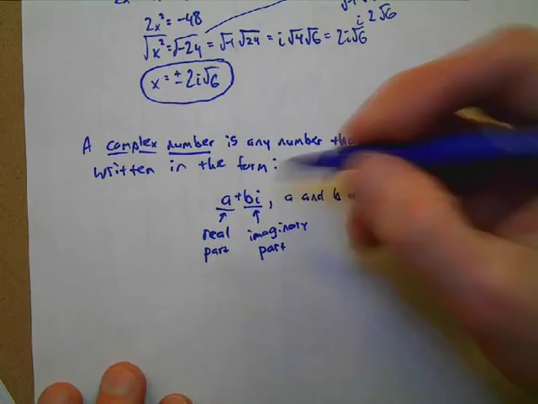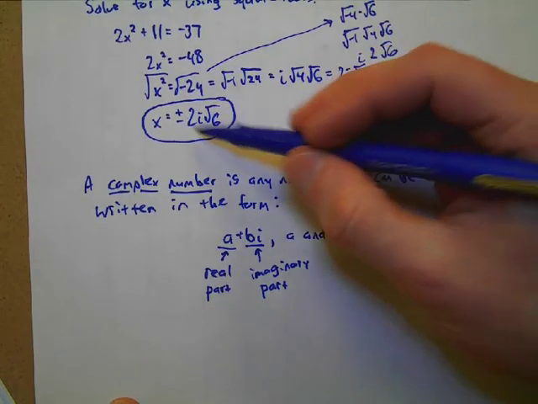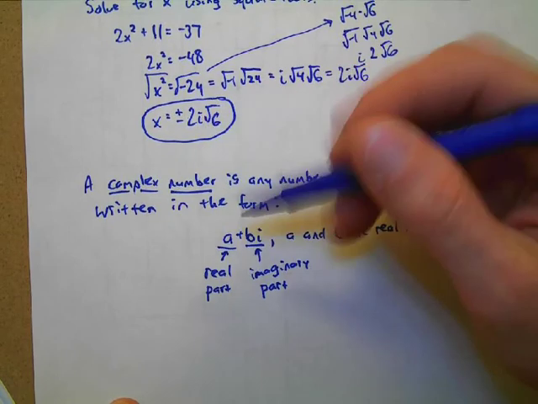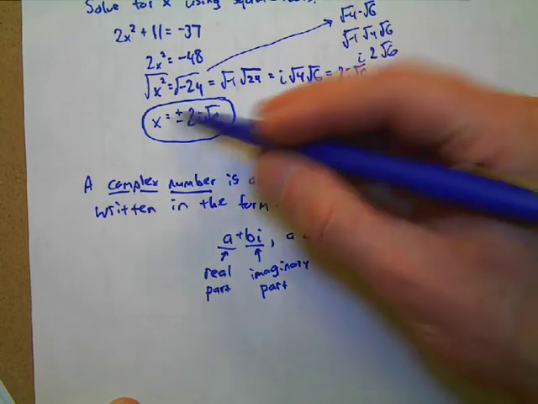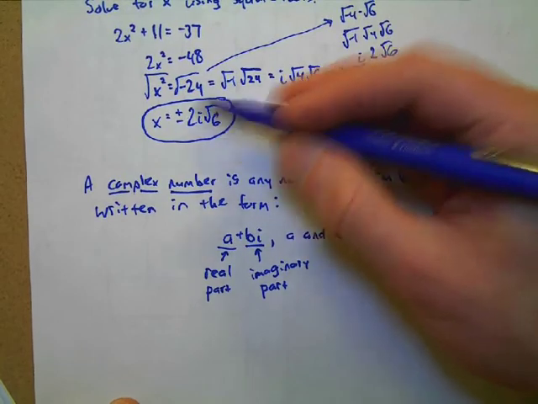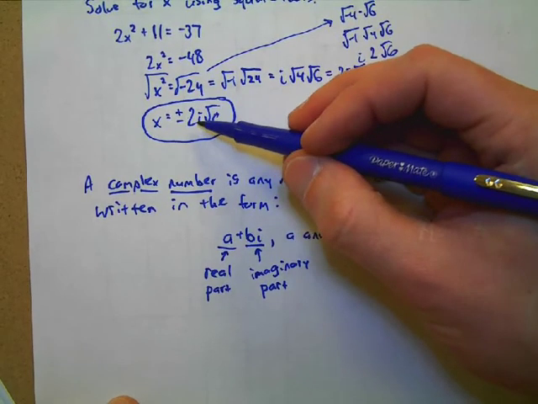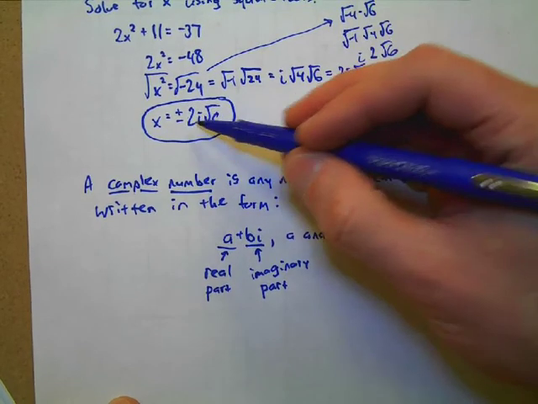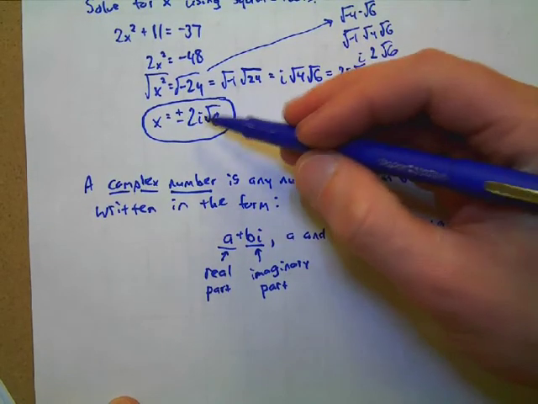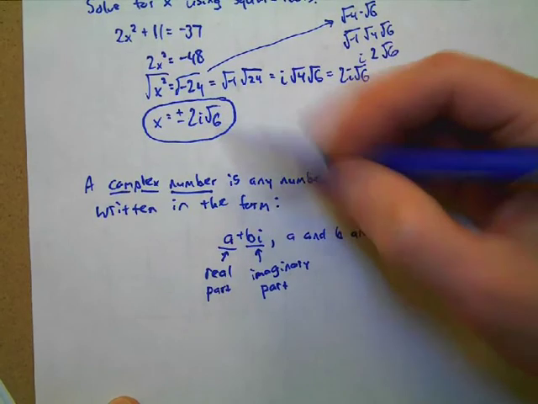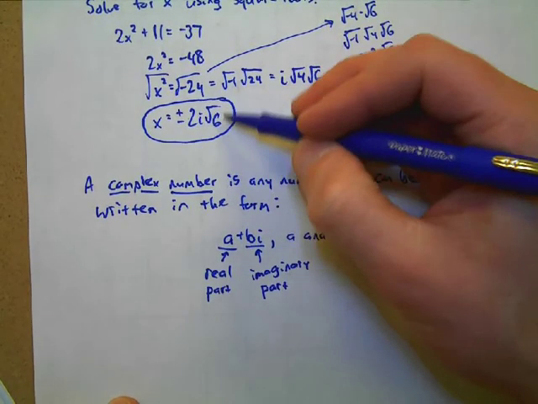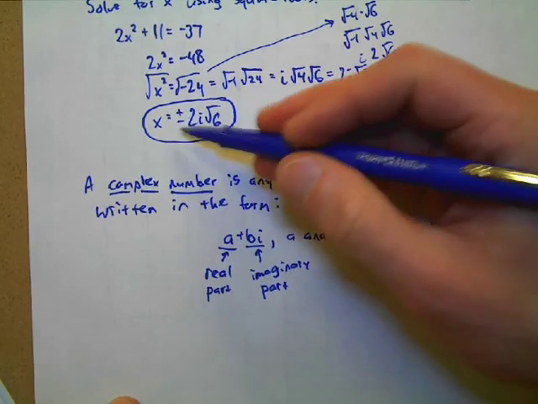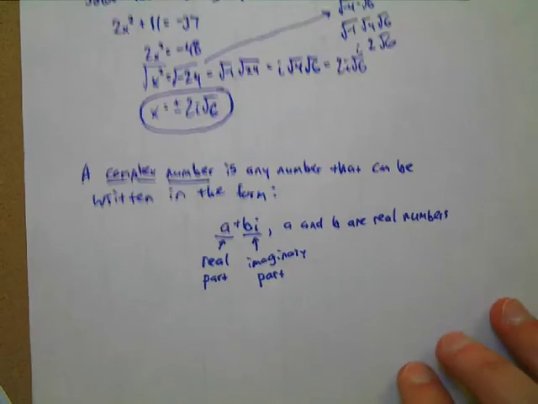2I root 6 is an imaginary number, because it's got the I with it. The A value of this would be 0, because there's no real part to this. The 2 is part of the product with the I, so the 2 and the root 6 would both be B. So plus or minus 2 root 6 would be the B, and then the I part right there. This is all an imaginary part. There's no A number that we're adding or subtracting in front, which would be a real number. So that makes our complex numbers.